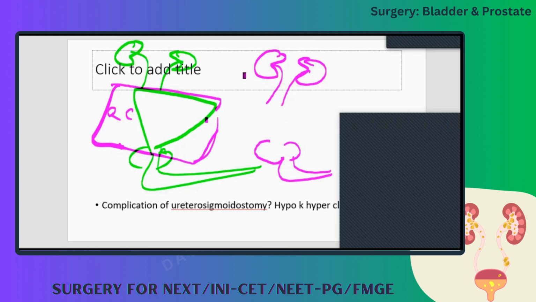There is no drainage of urine. Yes, there will be urine leakage into the abdomen, because you have removed the connection and left it. You have not done any reconstruction here. So what should you do now? You have to reconstruct. You have to do something, right? So what all can you do?